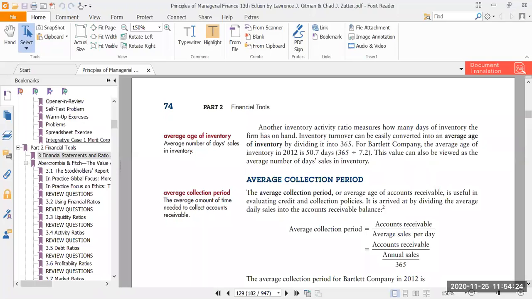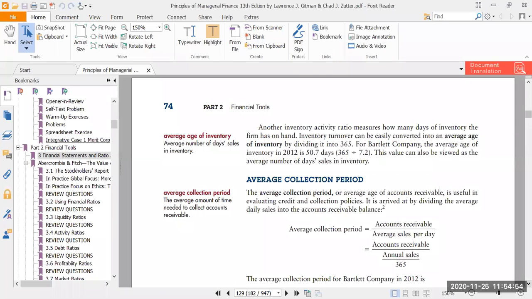Then we are going towards the average collection period. This is again a very important ratio for a firm, showing how their accounts receivable are going to be converted into cash. So the sales which are on credit should be converted fast into cash. That will turn your liquidity on the higher side.